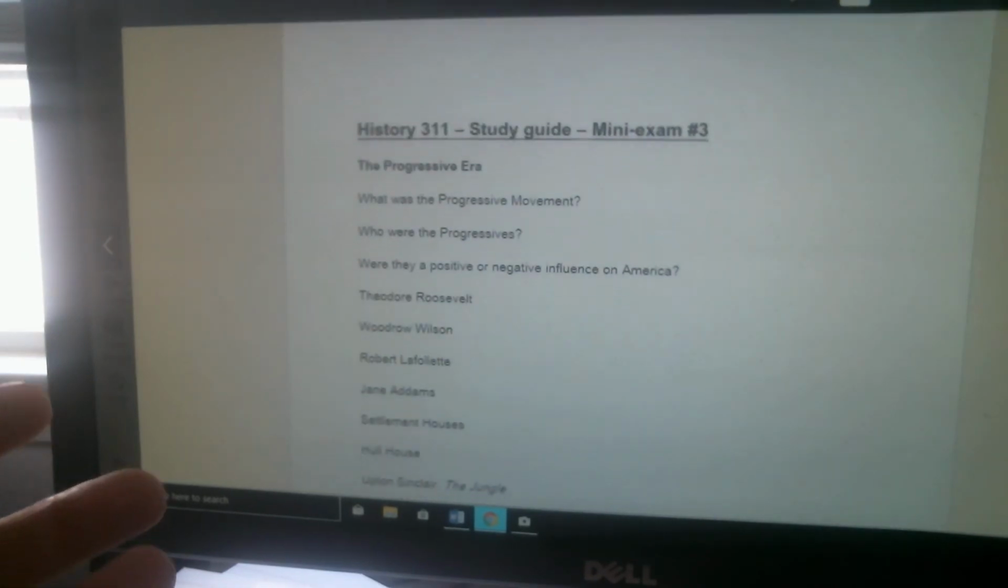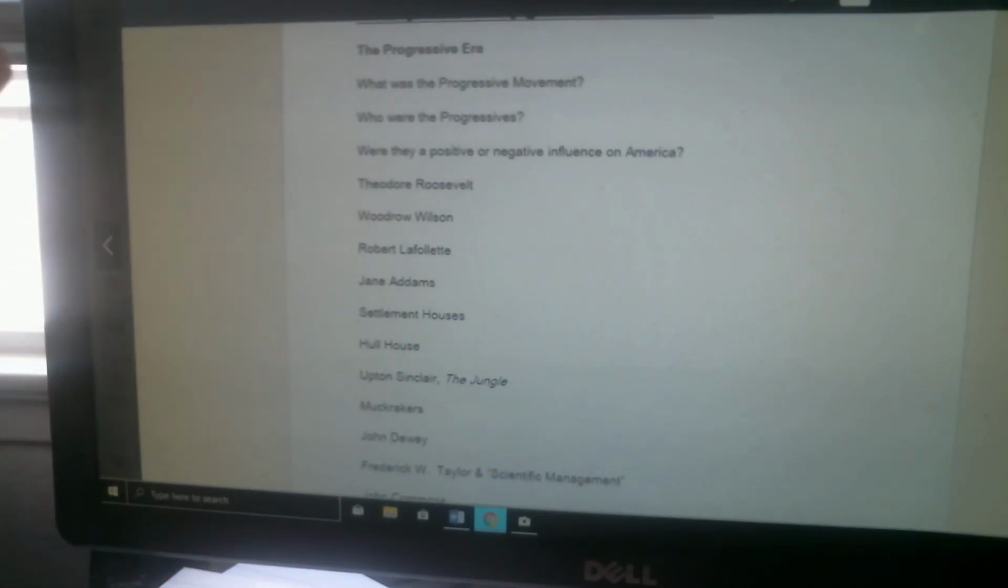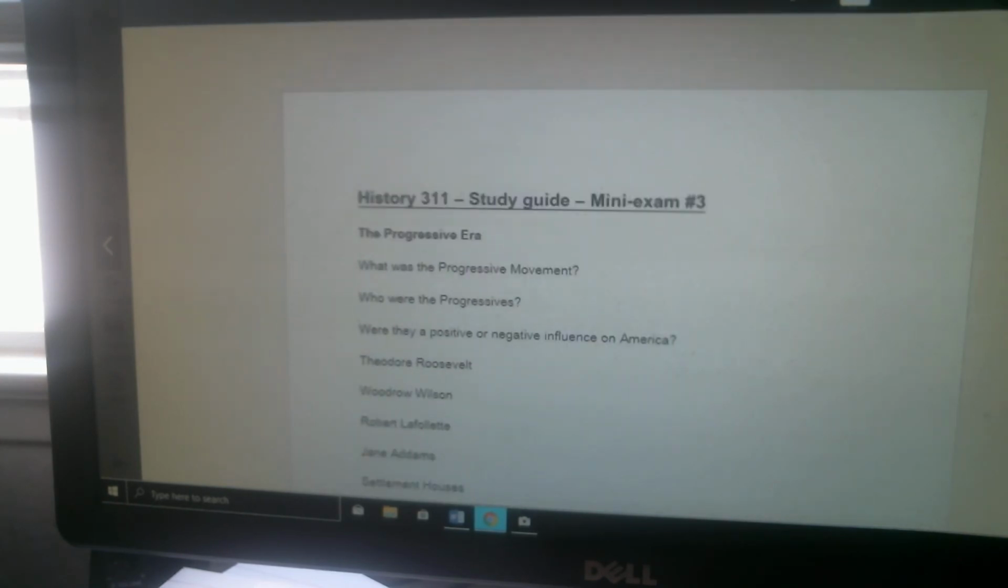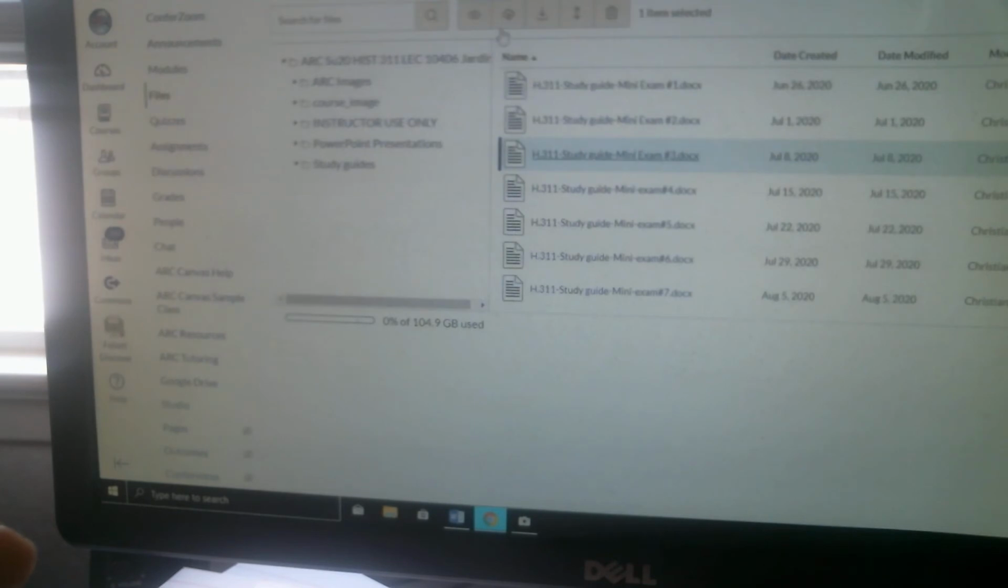So each study guide, right, there's one for each mini exam. So find the appropriate one for Mini Exam 3. You click on that and you find a whole list of terms that you're required to know. If it's on said study guide, if any of those names, events are on there, it's fair game for the mini exam. If it's not on there, I won't ask you about it. So this is how you study.